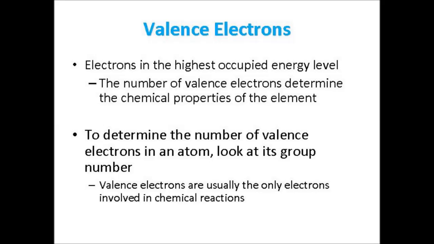The really cool thing about valence electrons is that they're the ones that determine most of the chemical properties for that element. That's why, when we talked about groups having similar chemical properties, the reason is that they have the same number of valence electrons, and we'll look at that in a second. To determine the number of valence electrons in an atom, the only thing we need to do is look at the group number. When we made our periodic tables, we labeled the groups 1A, 2A, 3A, 3B, and so on. Valence electrons are the only electrons that are involved in chemical reactions.